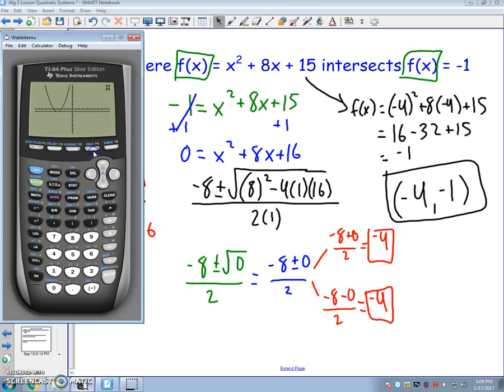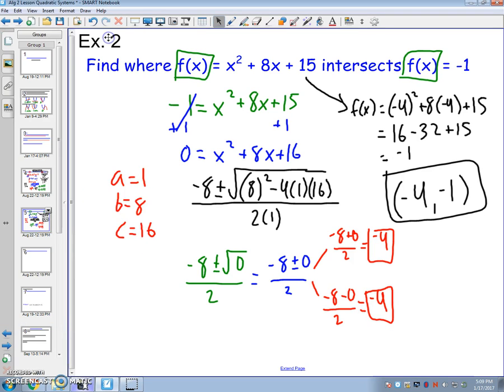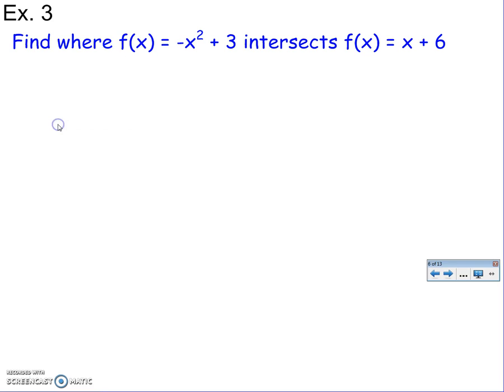So second trace, 5 for intersection, go really close to it. Where is it? Right there. Enter, enter, enter. It says it's -4, -1, just like I got. Alright, and the last one, find where these two intersect. Well, again, replace f of x with f of x.